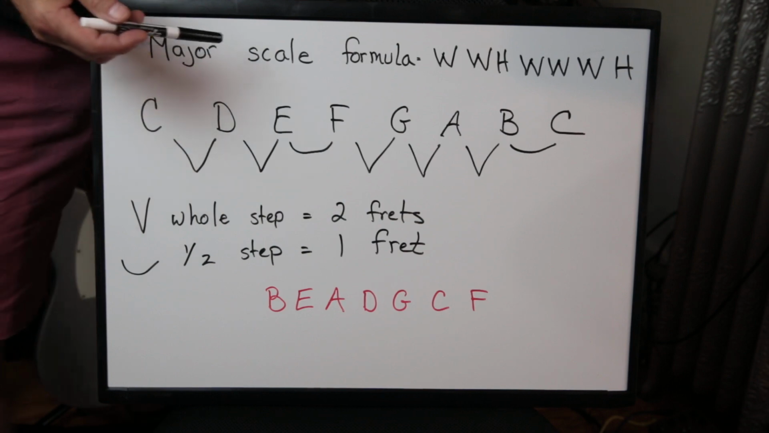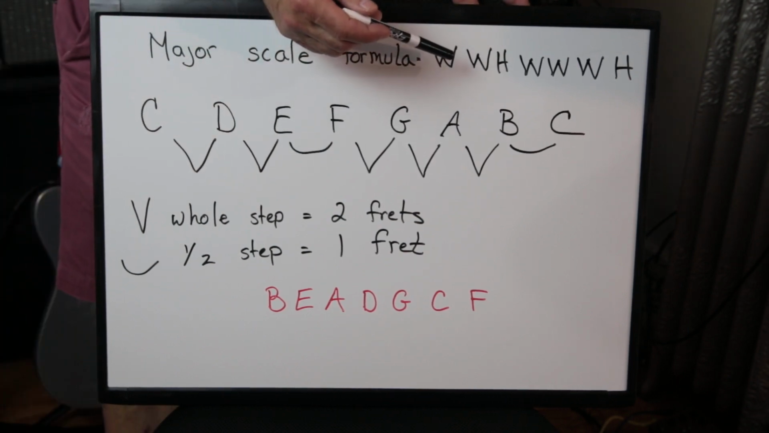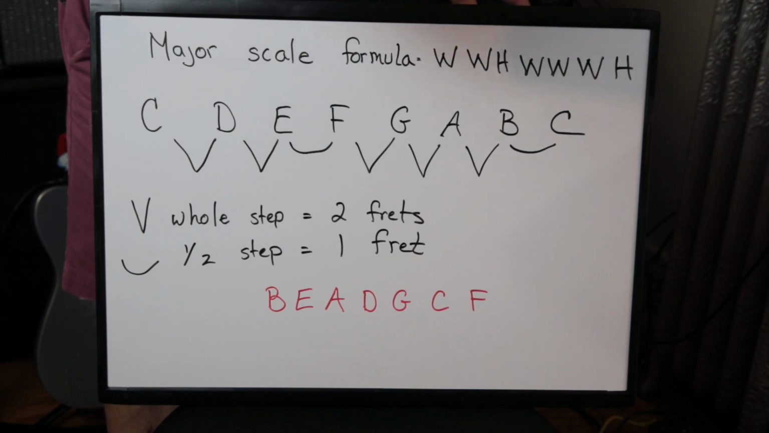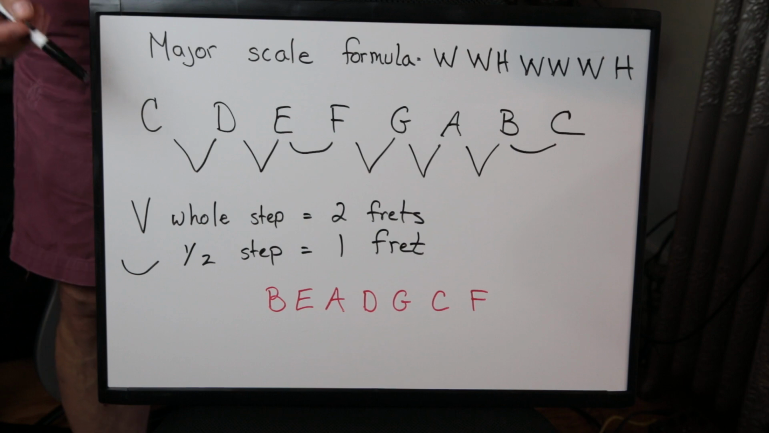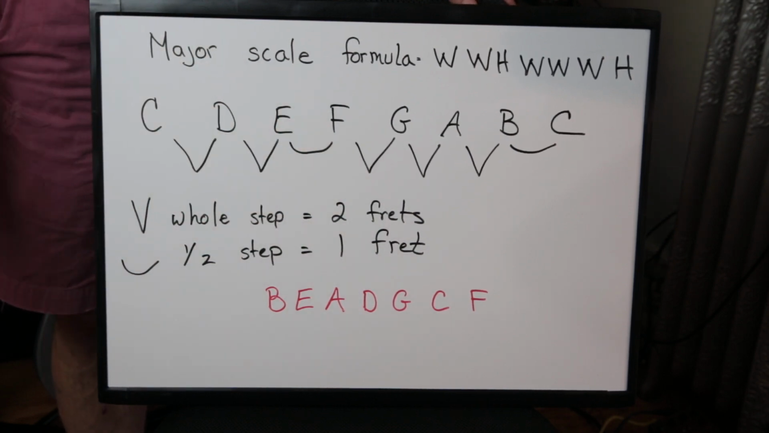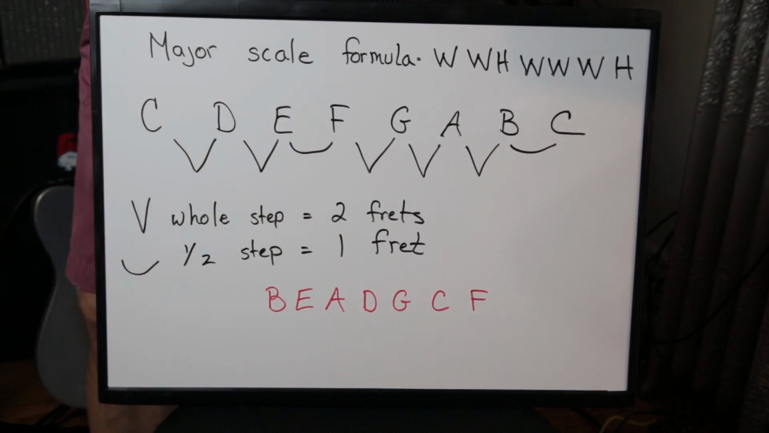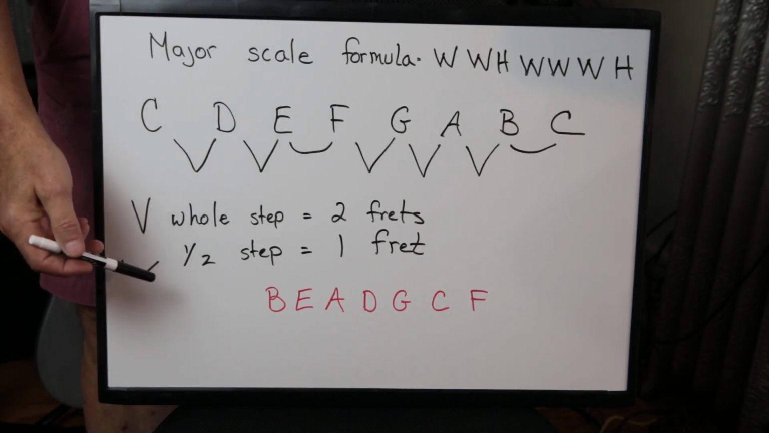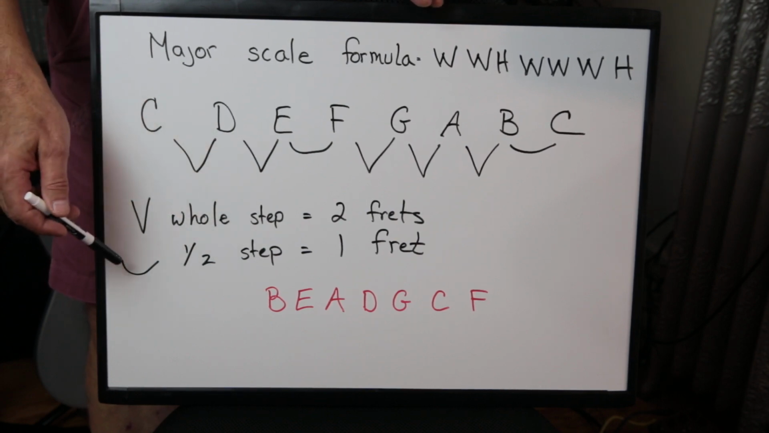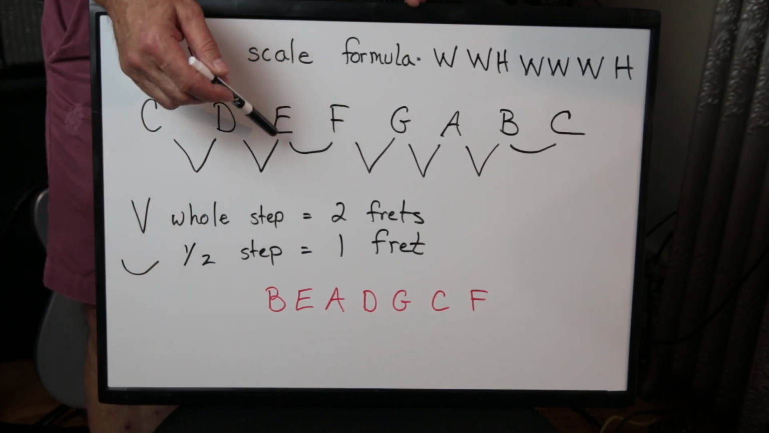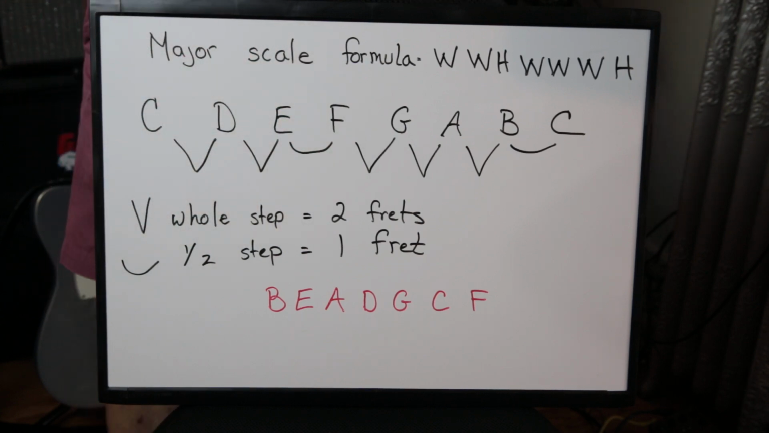So the major scale formula here is always whole, whole, half, whole, whole, whole, half. We're talking about whole and half steps. A whole step is 2 frets on the guitar, just like on a piano, you'd be going from one white key to the other one. A half step, which I've got a V shape signifying the whole step, and a half moon shape signifying the half step, is equivalent to 1 fret on the guitar. Okay? And that would be like going from a white key to a black key on a piano.